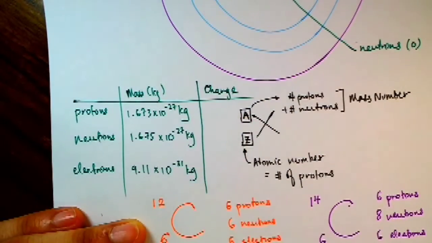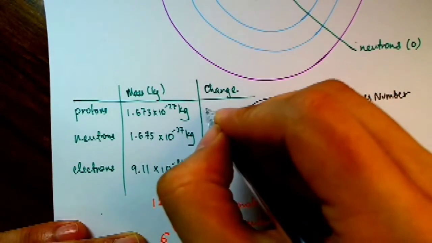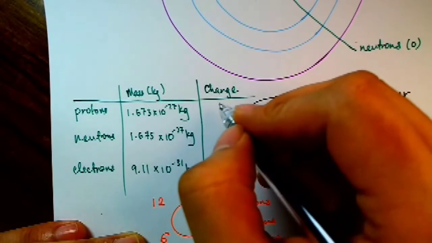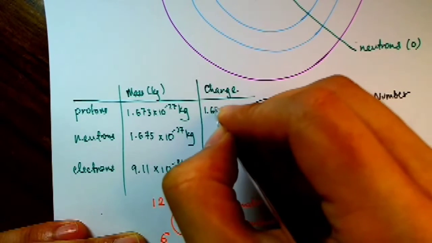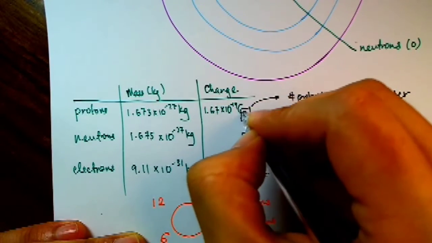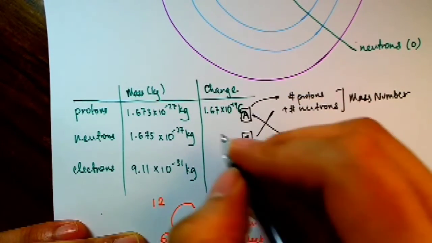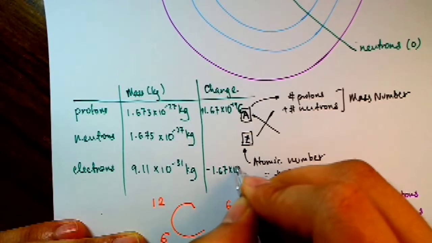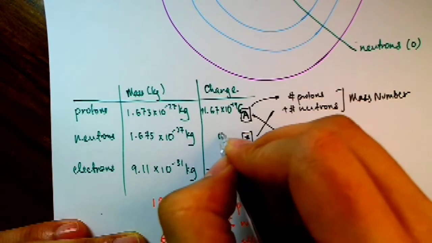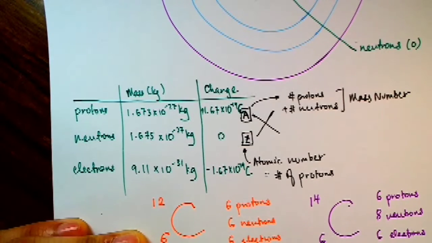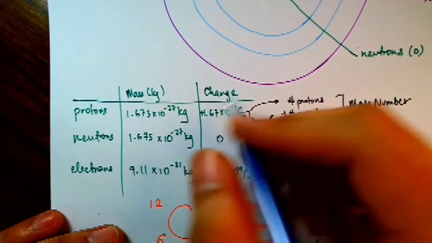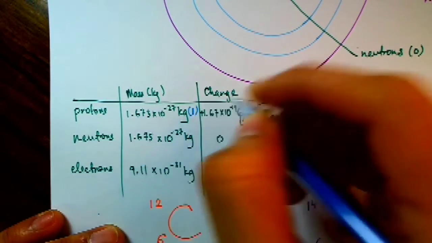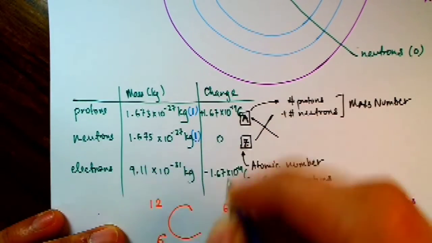So charge: what is the charge of a proton? Positive charge, equal to 1.67 into 10 power minus 19 coulombs. Coulomb is the unit of charge. And an electron has a negative charge, equal to minus 1.67 into 10 to the power of minus 19 coulombs. Okay children? This is the charge of a proton and electron.